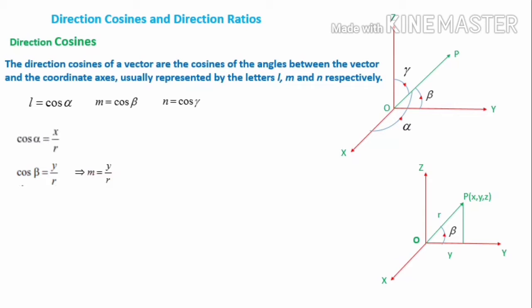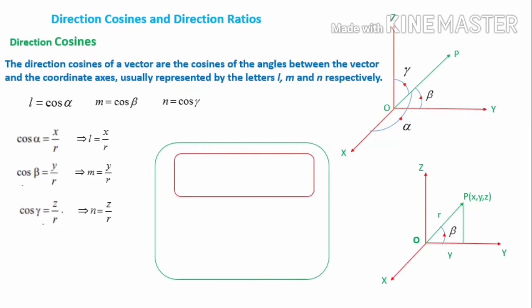Same way we can calculate cos alpha, that is x divided by r, that is l is equal to x divided by r, and cos gamma is equal to z divided by r, so n is equal to z divided by r. Here we can conclude that l is equal to x by r, m is equal to y by r and n is equal to z by r are the direction cosines.